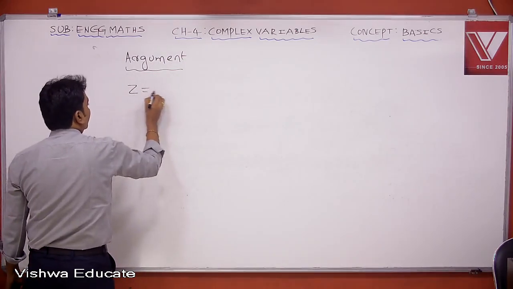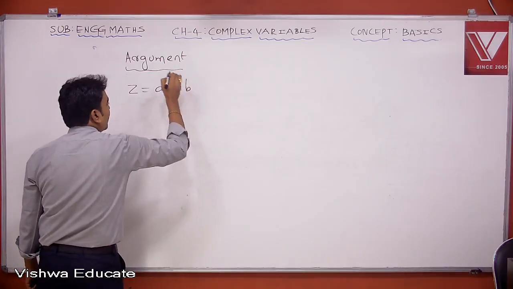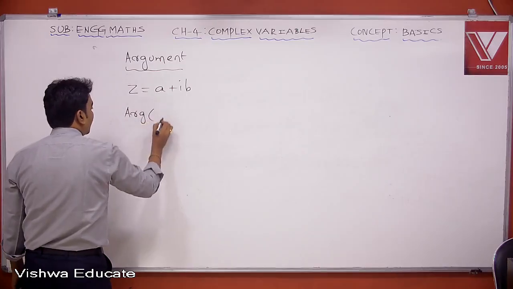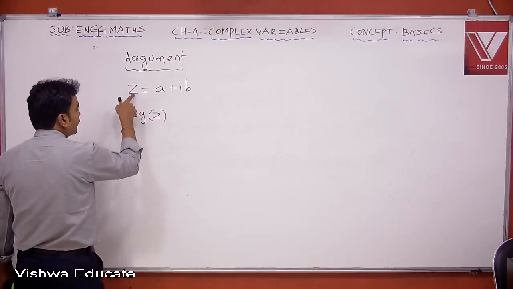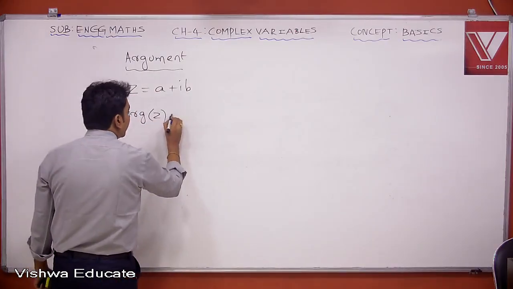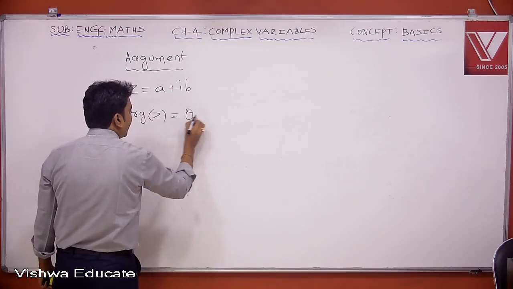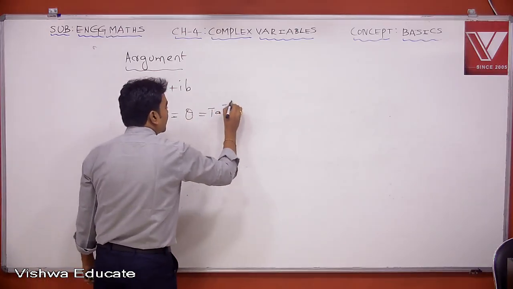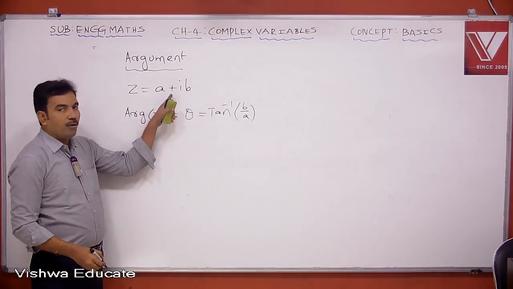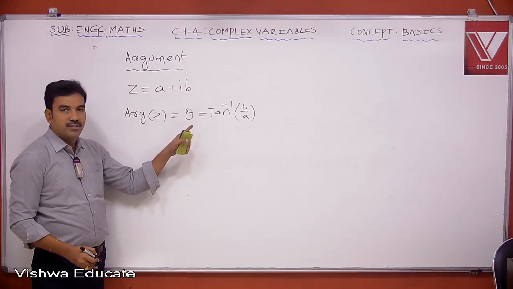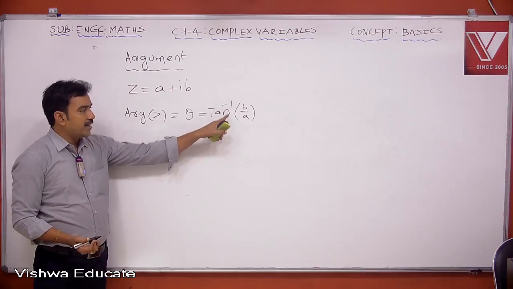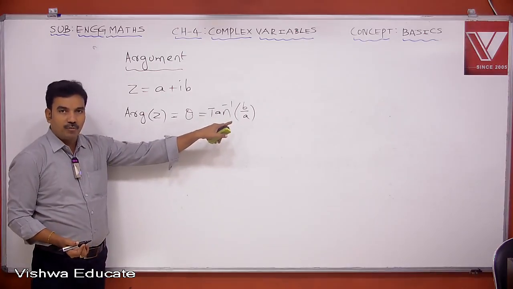Next definition, argument. Suppose we have a complex number z equal to a plus ib. The argument of this complex variable z is denoted by arg of z. Basically, argument represents some angle theta, and this is given by the expression tan inverse of b by a.